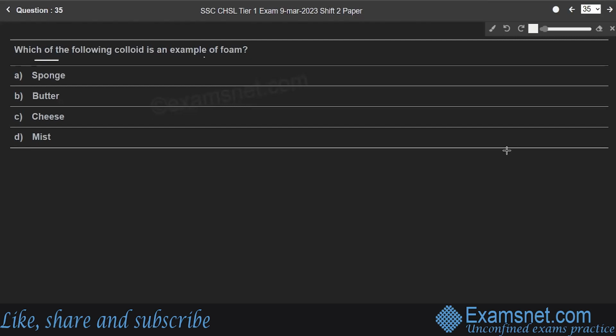Question 35. Which of the following colloid is an example of foam? Here option A, sponge is an example of foam. It is a type of colloid in which gas is dispersed in a solid rather than in a liquid. Here the gas is dispersed in a solid.